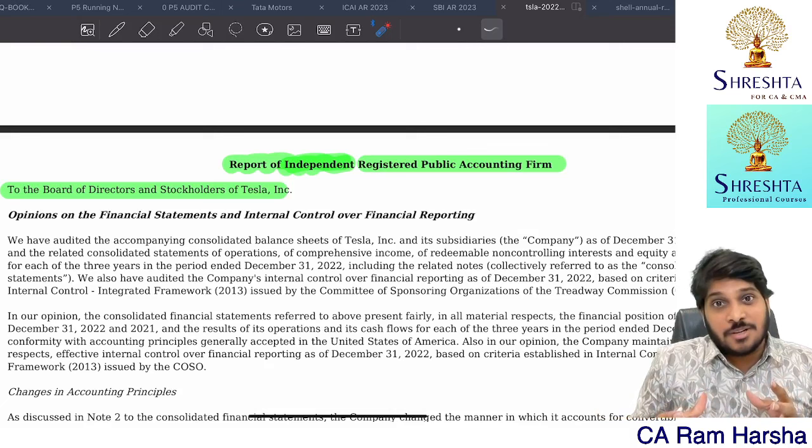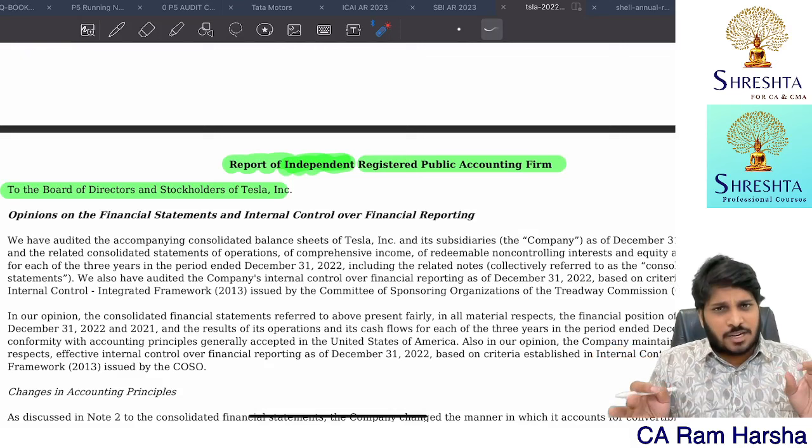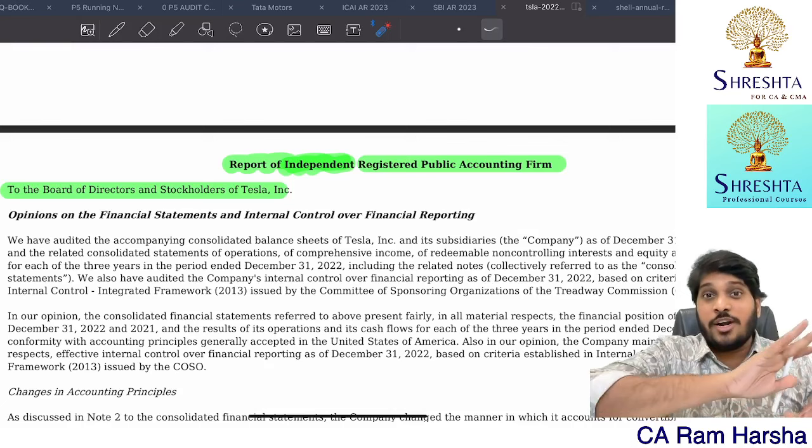Somebody else is using this audit report. A prospective investor might use this audit report. Bankers might use this audit report. Anybody can use. But primarily, we report this particular report to somebody. We dedicate this to somebody. That doesn't mean it is useful only to them. It is useful for everyone.